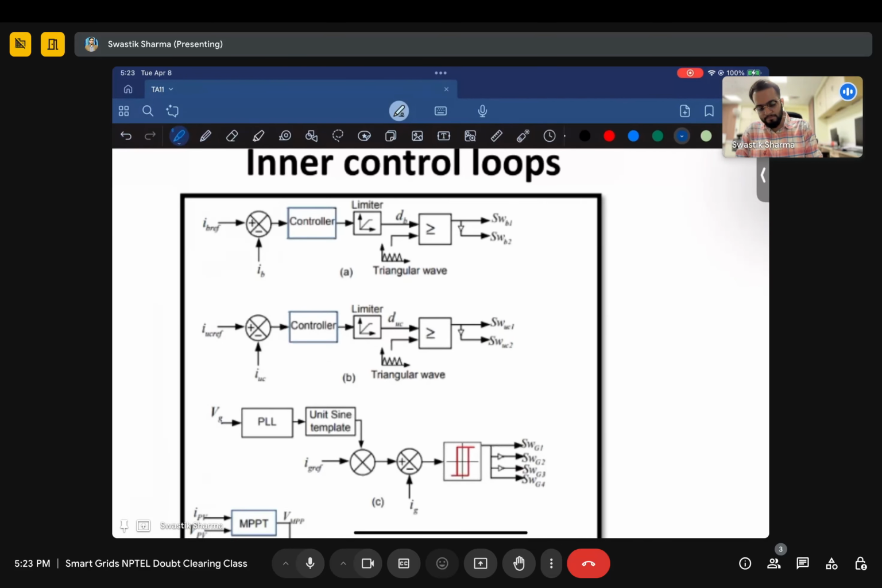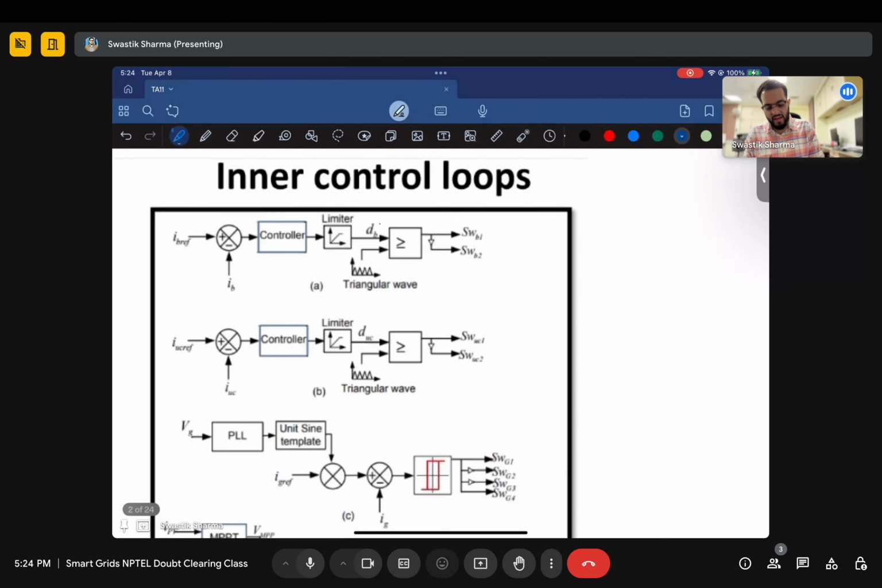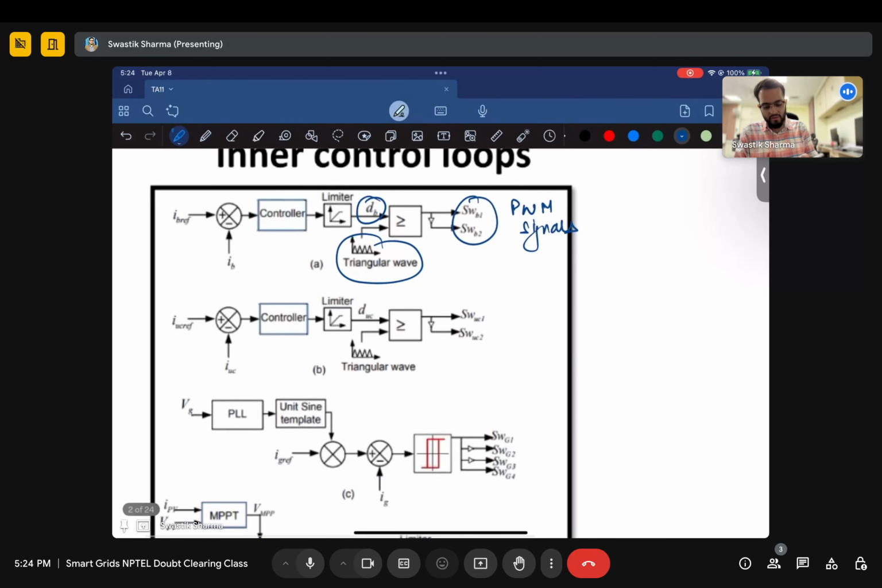Similarly, for the battery, again there's an error signal. Again there's a controller. It could be a PI controller or anything. Then it is sent to this limiter. The limiter ensures the same thing, that the output should not change abruptly. And then we have a duty signal which is being compared with a triangular waveform. This triangular waveform is used to develop PWM signals, right? So what you have at the end of the day are pulse width modulated signals to each of your switches, and that is what is happening for each of them.